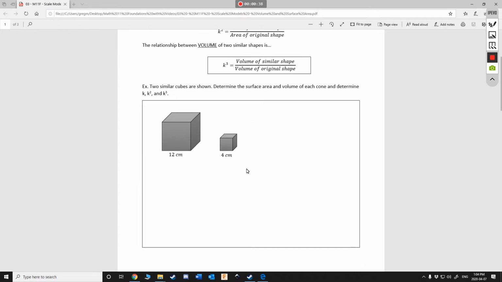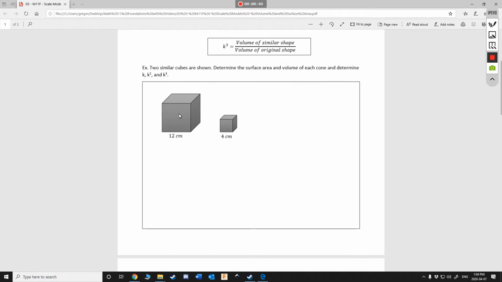So we're just going to look at this question to start with. It's a small cube and a big cube. And we're trying to figure out what is the relationship between these two things.